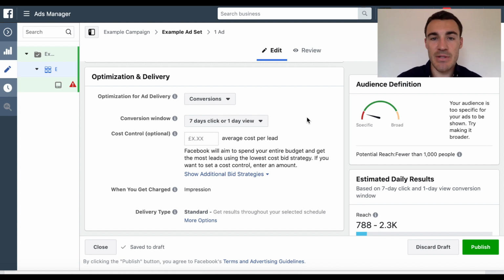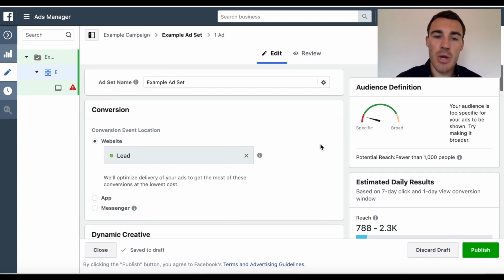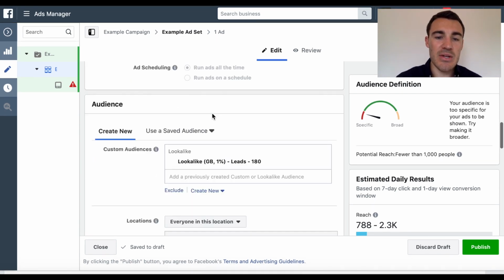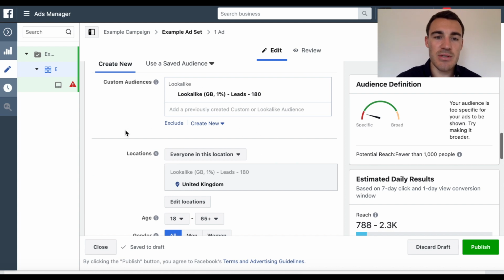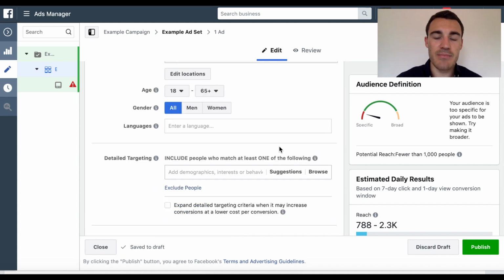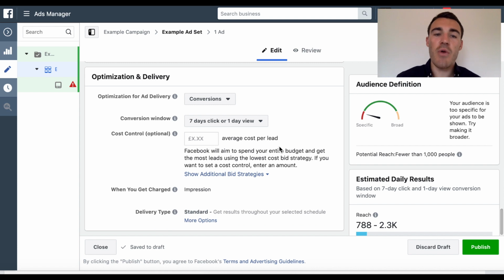As you can see, it is something that's optional. Now, if you haven't seen cost control, it's in your Facebook ad campaigns at the ad set level. I've just got a dummy campaign up here, example ad set. At the ad set level, where you're creating your targeting options, lookalikes, geographical areas, and so on, right at the bottom you've got this optimization and delivery section. Conversion window, optimization for ad delivery.